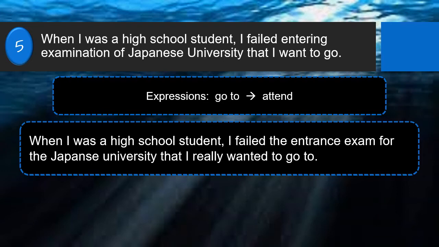When I was a high school student, I failed the entrance exam for the Japanese university that I really wanted to go to. Now, I decided to keep go to because the tone is a little more informal. So attend would be okay, but we can keep this one informal.